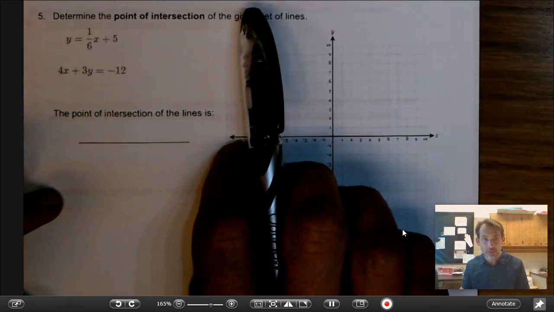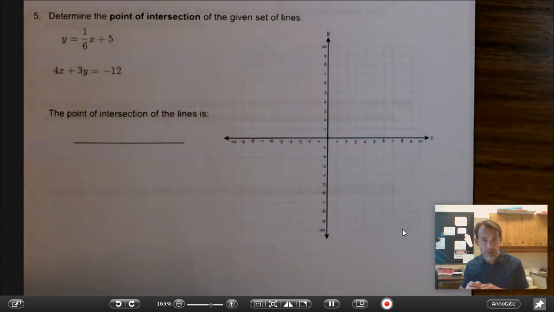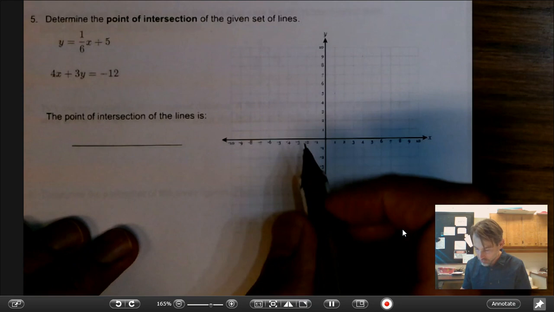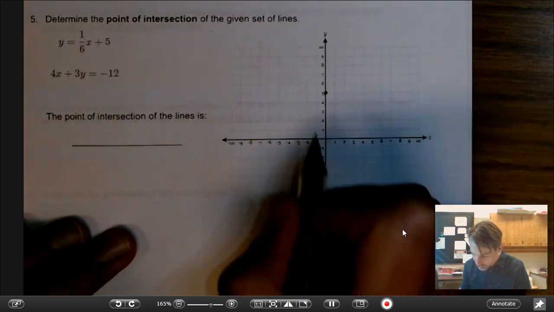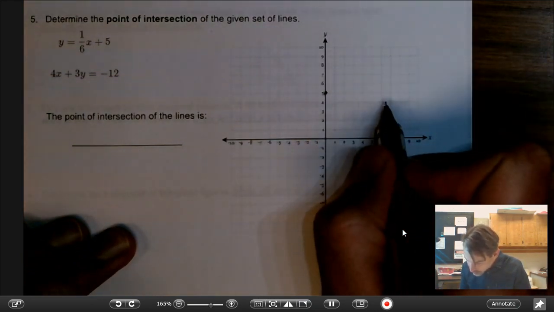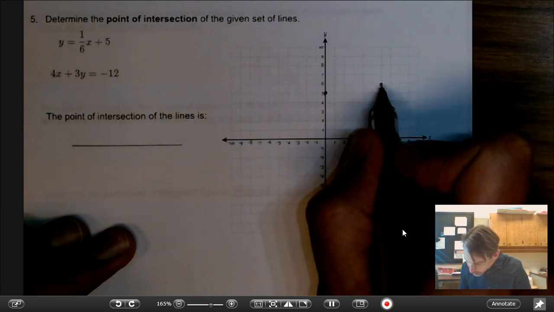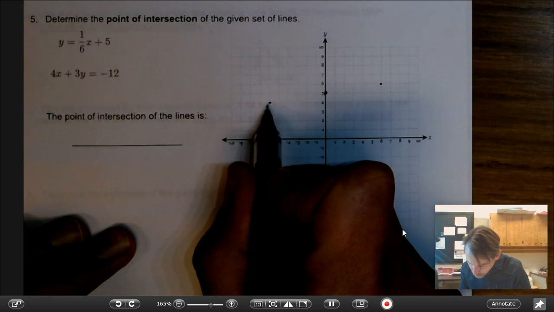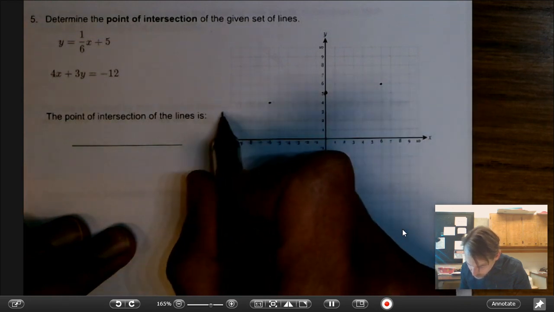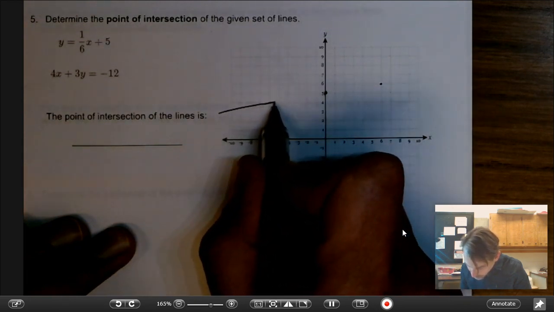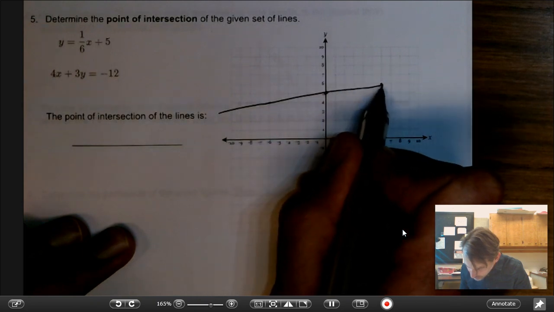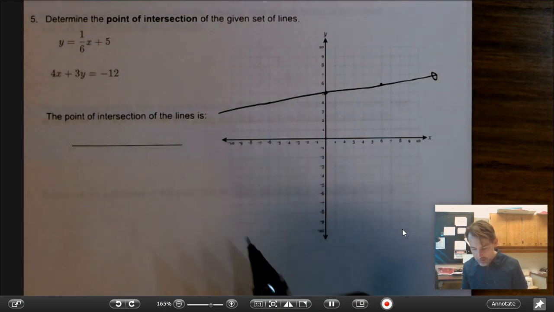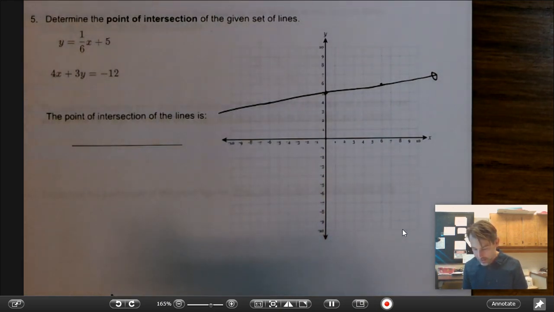Now, we want to find the point of intersection of these two lines. So first one, I'm going to do this one here: y is equal to 1 over 6 x plus 5. So I first put on the y-intercept of 5, and I go over 6 up 1, over 6 up 1, I'm off the graph, back 6 down 1, back 6 down 1, I'm off the graph. So that's some line that looks something like this.